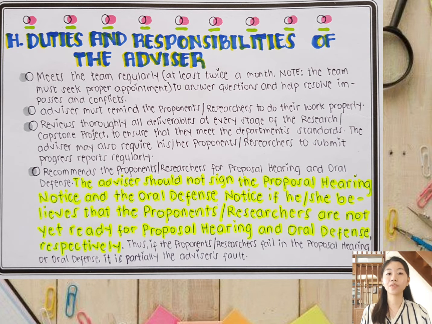Recommends the proponents or researchers for proposal hearing and oral defense. The advisor should not sign the proposal hearing notice and the oral defense notice if he or she believes that the proponents or researchers are not yet ready for proposal hearing and oral defense, respectively. Thus, if the proponents or researchers fail in the proposal hearing or oral defense, it is partially the advisor's fault.